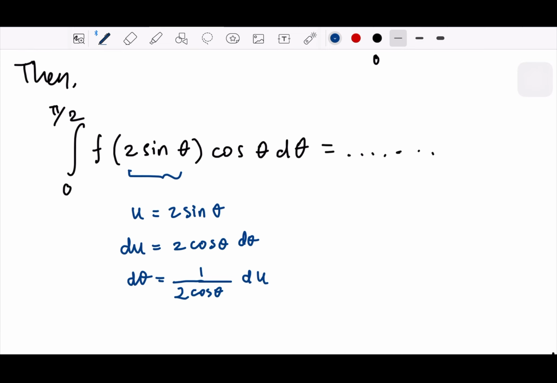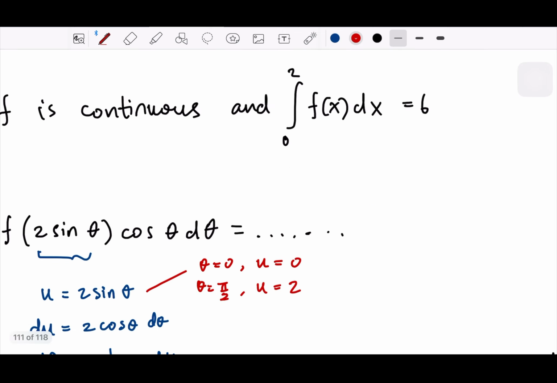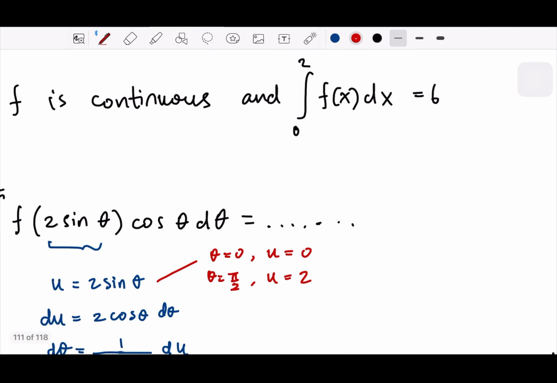And perhaps you want to also change the endpoints. We can do that also. So when theta is 0, u is 2 sine 0, so 0. And when theta is pi over 2, sine theta is 1, so it becomes 2. Even when you look at the u, it's 0 and 2. It's the same 0 and 2 as the information given, right?